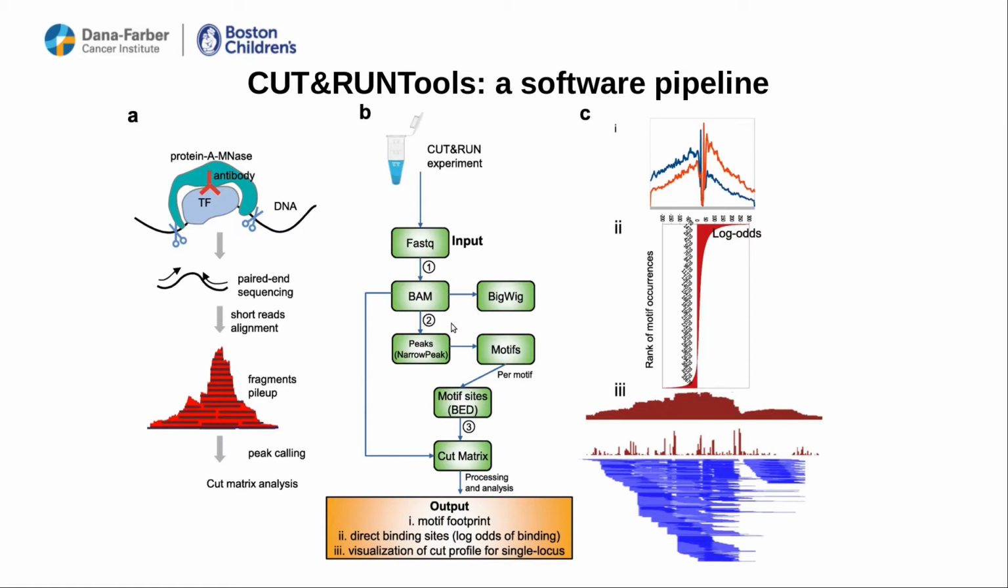Then, the BAM files are subject to typical peak calling using MACS2 or the SEACR analysis tools to generate a set of peaks, and then we do additional de novo motif analysis to find a set of motif candidates that might represent the recognition sequence of the antibody. Then we use these motif regions to estimate the single base pair cut frequency to generate a cut matrix that can be used for estimating single-locus log odds of binding, as well as plotting a motif footprinting pattern as shown here.